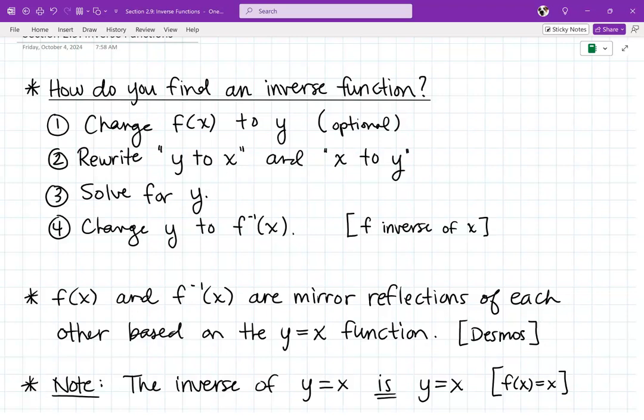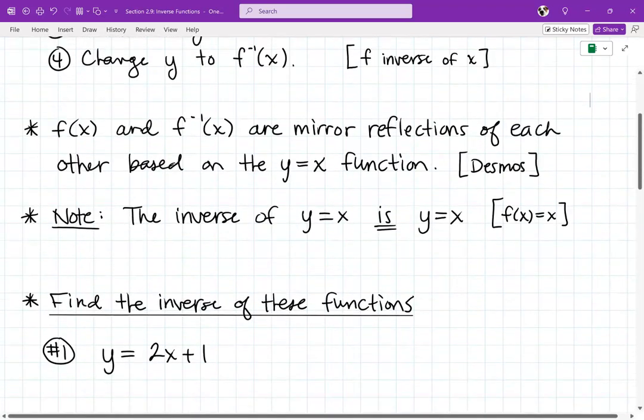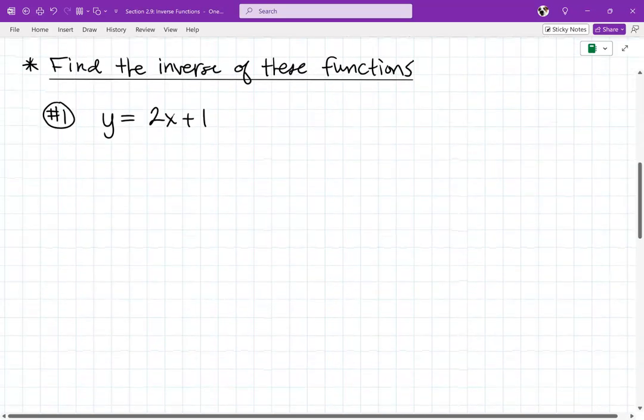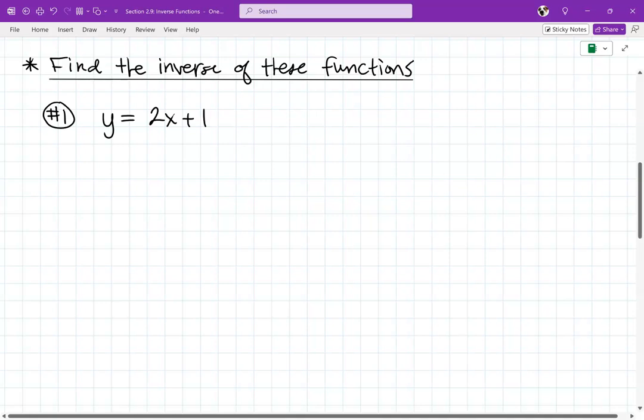So, again, it's going to take us 4 different steps. They don't take very long. Okay? And then we'll kind of graph each one on Desmos just so you can see what I'm talking about by a mirror reflection. Okay? So, here we go. We have 4 of these that we're going to do. Okay? So, we're going to find the inverse of these functions.